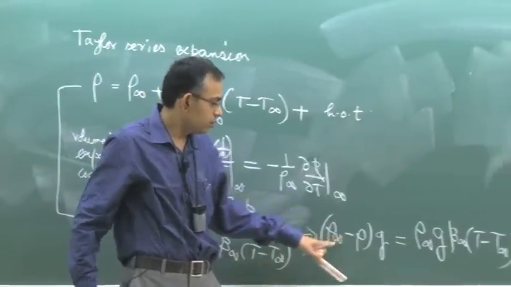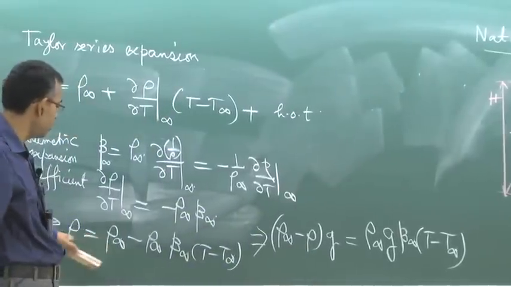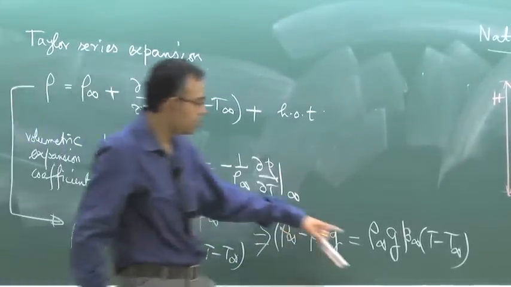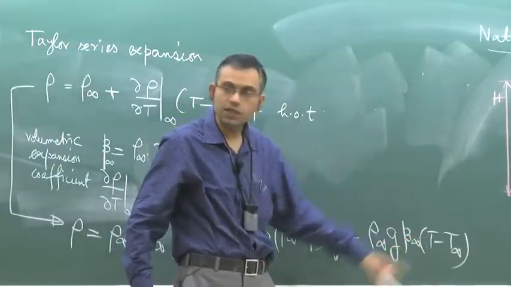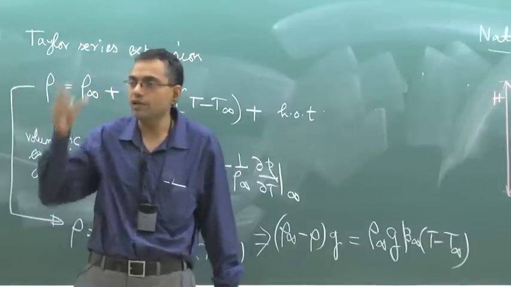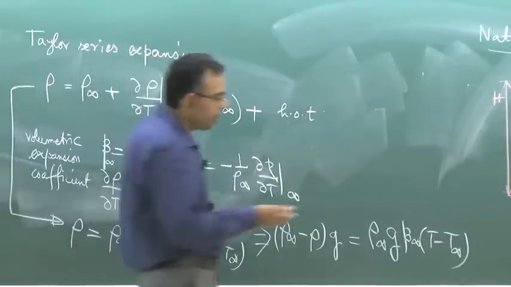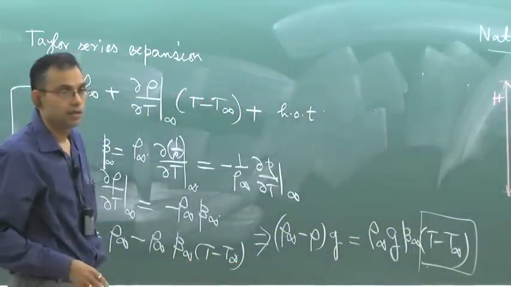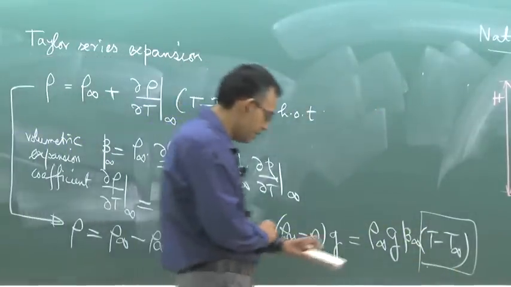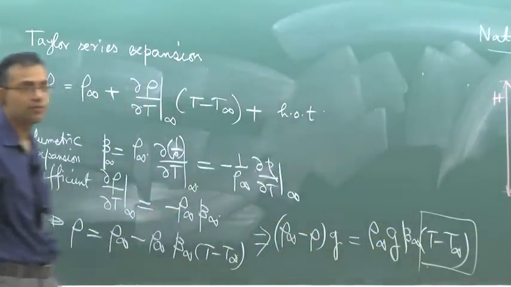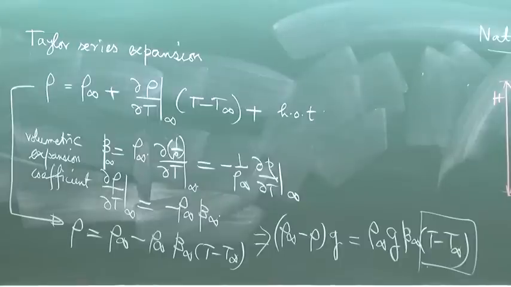So rho infinity minus rho into g, rho infinity minus rho you can take to the other side, minus will become plus. So rho infinity g beta infinity into T minus T infinity. So this is a sort of linearization of the problem. So you have the driving force, this driving force will decide the relative strength of various convection mechanisms.